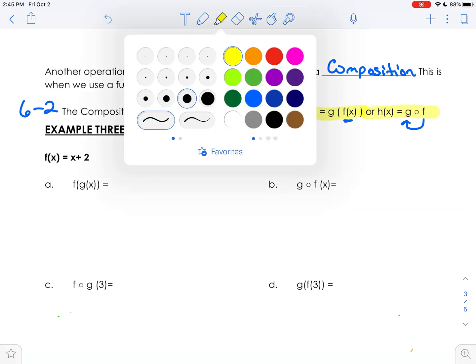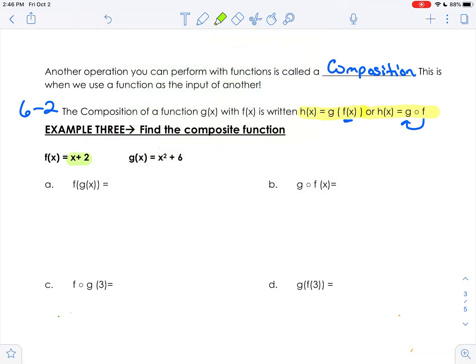So we're going to practice that with two functions that have been given to us. We have function f of x, which is x plus 2, and g of x, which is x squared plus 6. And we'll just kind of practice putting one function into the other.